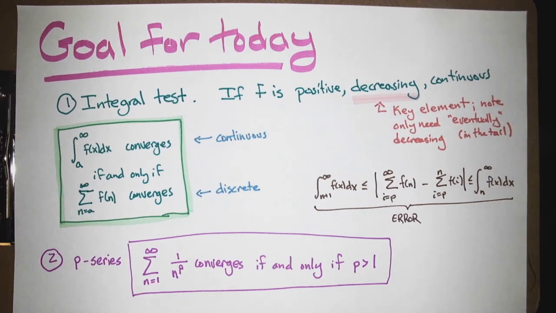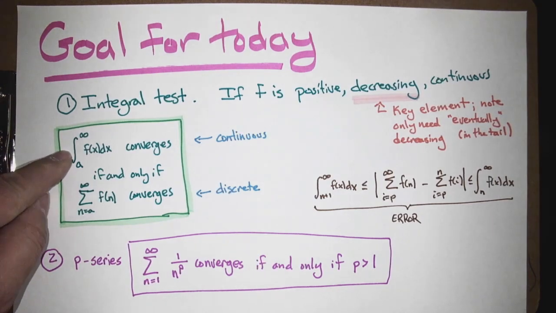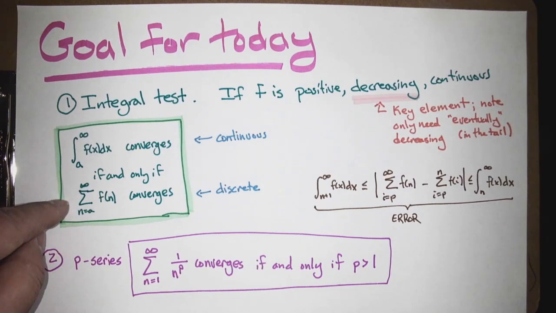So we want to say, well, do we have any tools? One tool we're going to look at is to imagine it's a nice function, and think about, can I compare it to the integral? In the old exams, they say, what are the 3 things you need? Positive, decreasing, continuous. Actually, technically, the only thing you need is decreasing. So if your function is decreasing, then the integral will converge if and only if the sum converges.